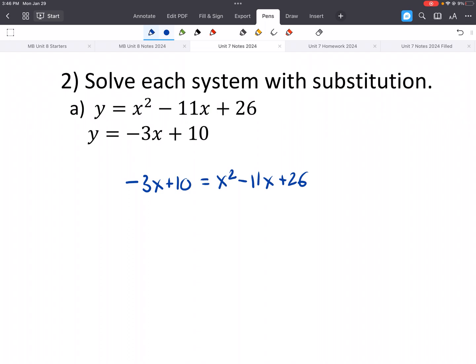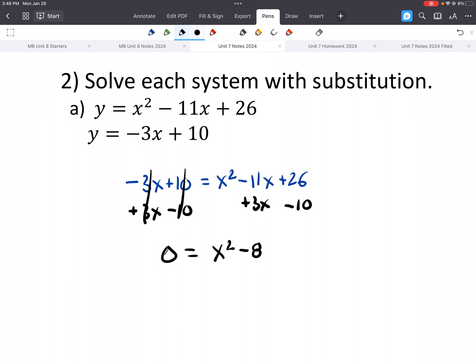The thing that's a little different with solving a system with quadratics is, if you remember, when we solve quadratics, everything needs to be on one side. So we would need to add 3x and then subtract 10 from both sides, so that we end up getting 0 equals x squared minus 8x plus 16.